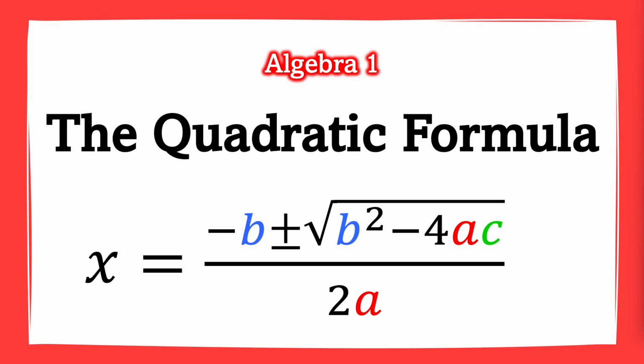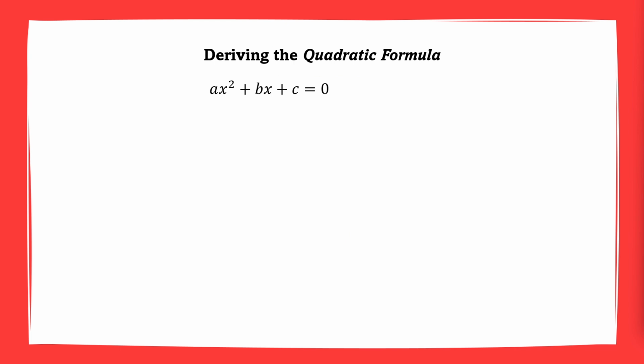The quadratic formula can be used to solve any quadratic equation. We can derive the quadratic formula by completing the square of a general quadratic equation, ax squared plus bx plus c equals 0. Start by removing the coefficient of x squared by dividing every term by a.